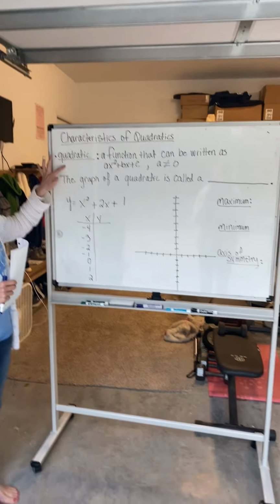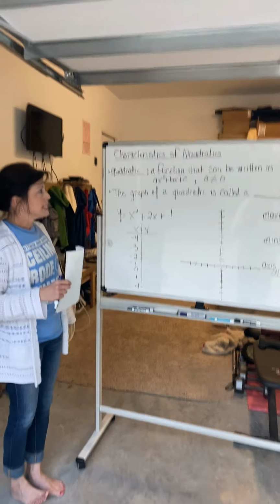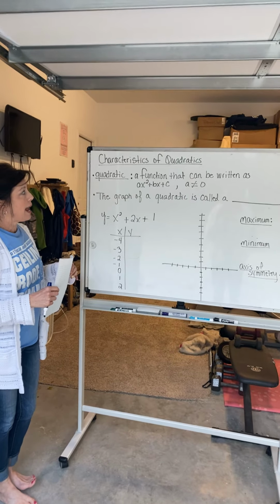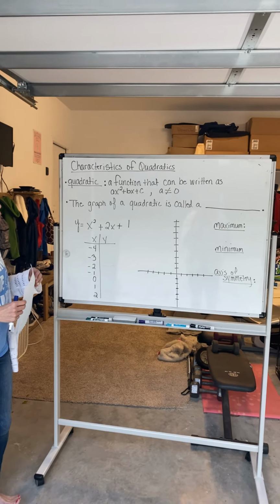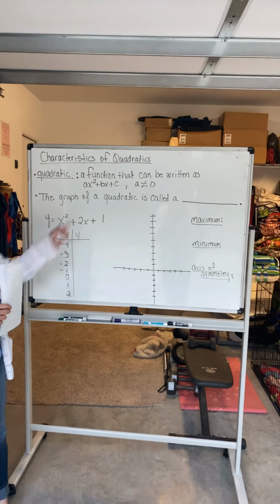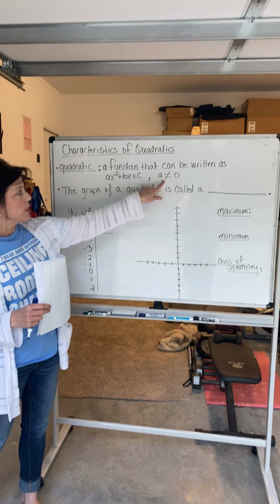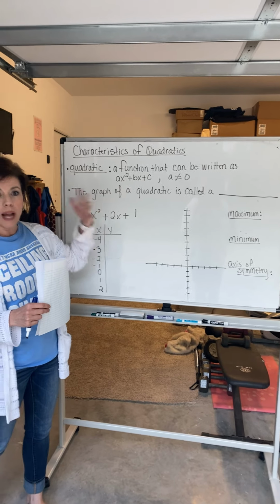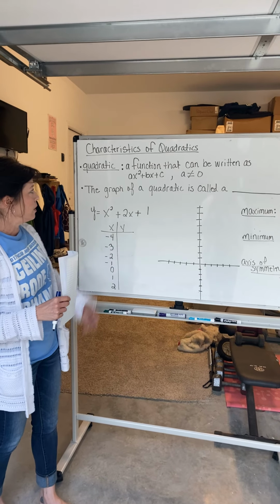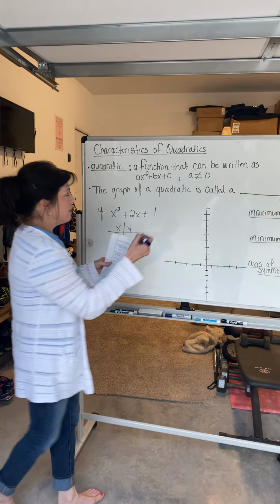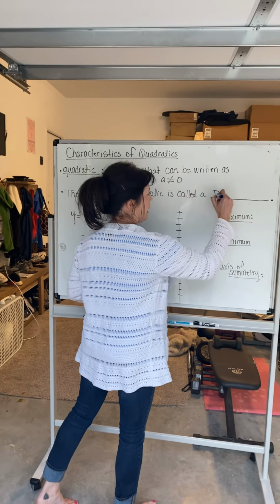Okay, so just to review the definition of a quadratic, it's a function that can be written as ax squared plus bx plus c, where this leading coefficient cannot be 0. So it has to be a positive number or negative number. The graph of a quadratic is called a parabola.